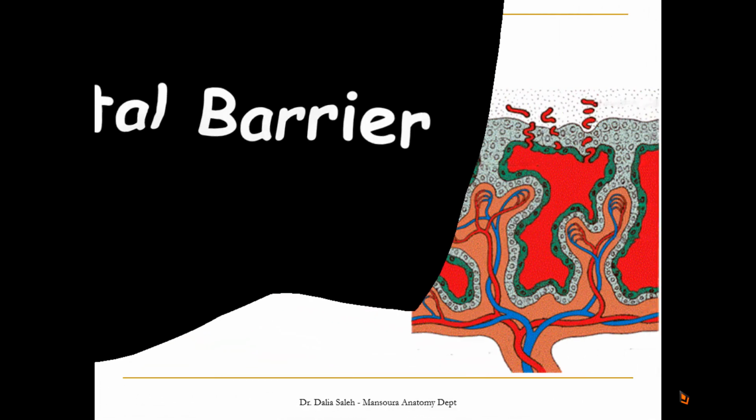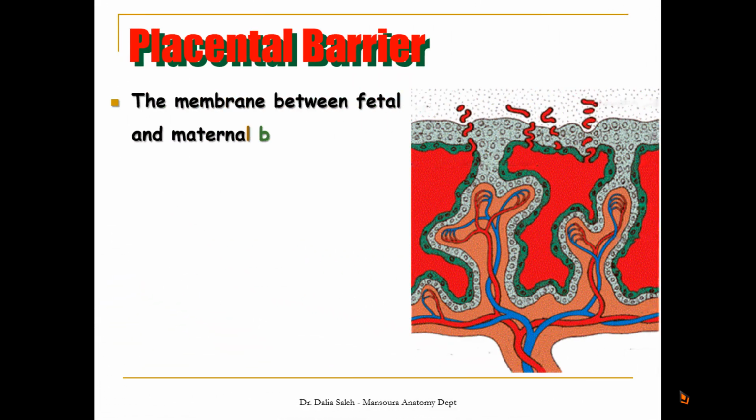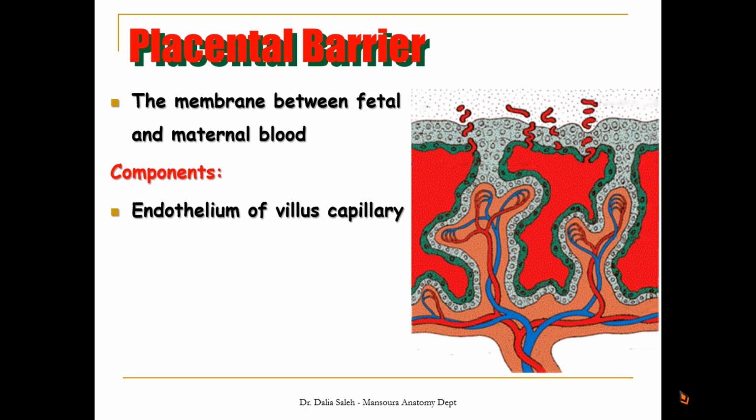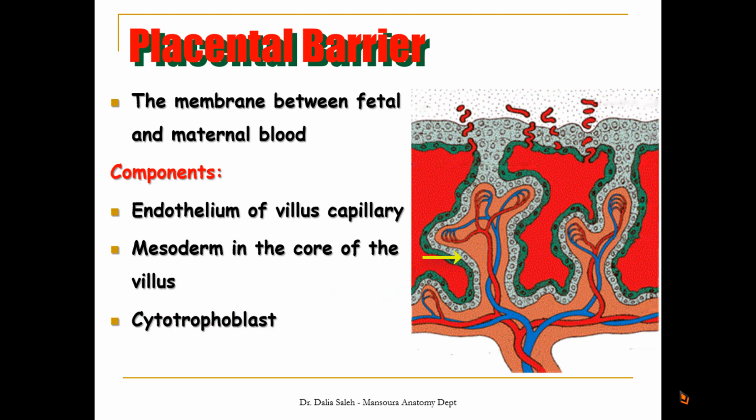So what is meant by placental barrier? It is the membrane that lies between the fetal and maternal blood. Remember that there is no mix of blood between the mother and the fetus. So this membrane or barrier is formed of the following: the endothelial lining of the villus capillaries, the mesodermal core which lies inside the tertiary villi, the cytotrophoblastic layer, and the syncytiotrophoblastic layer.